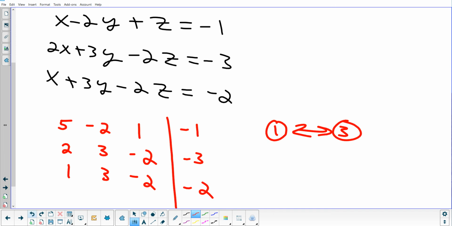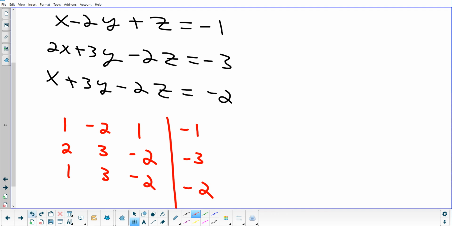Switch rows 1 and 3. Luckily, in this one, we don't have to worry about getting a 1 in the upper left because it's already there. But that's the first thing you have to do. If you go out of order, you're going to mess yourself up. So get a 1 in the upper left.